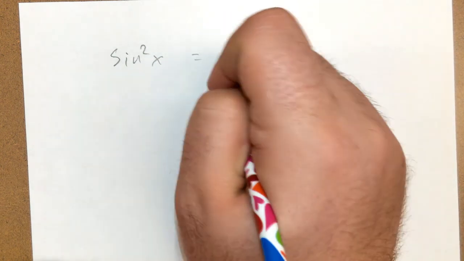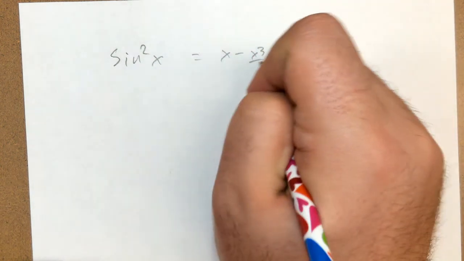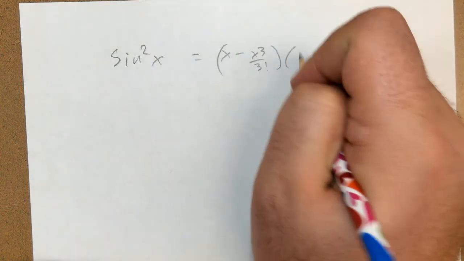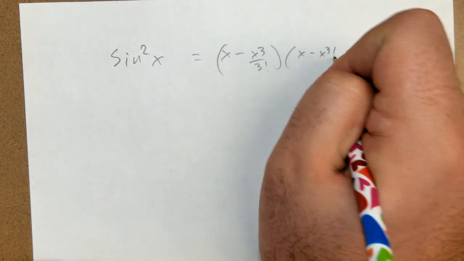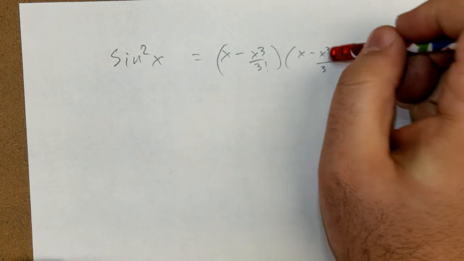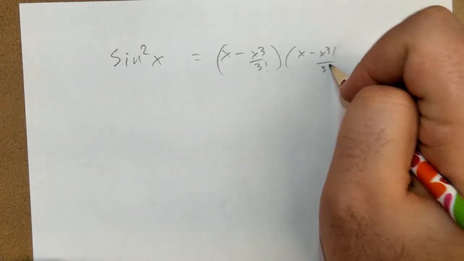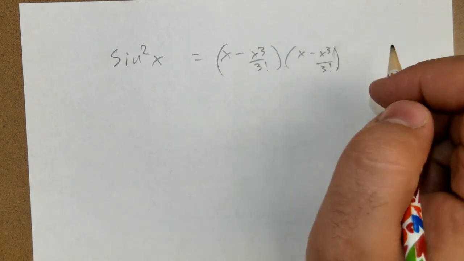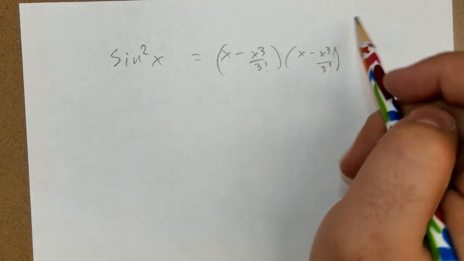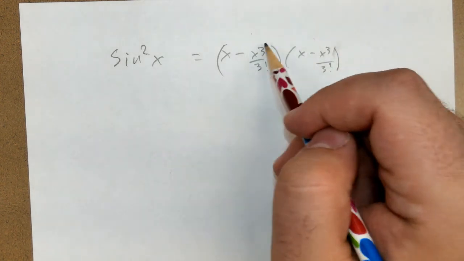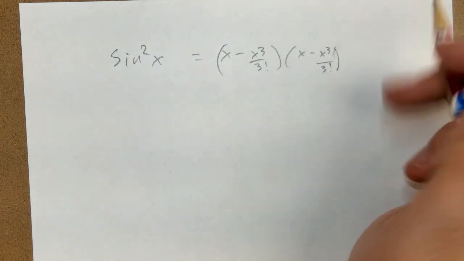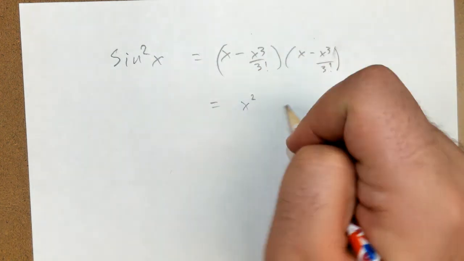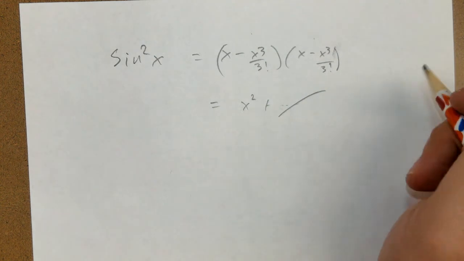It would be, here's the cubic for sine, and write it twice, and then multiply this out. The factorial goes on the bottom. And if you multiply this out, you can see when you FOIL this, the only thing that matters for a cubic polynomial are the first two terms. Anything else will have an x cubed, and then it'll be too big. So it's x squared plus some junk I don't want.